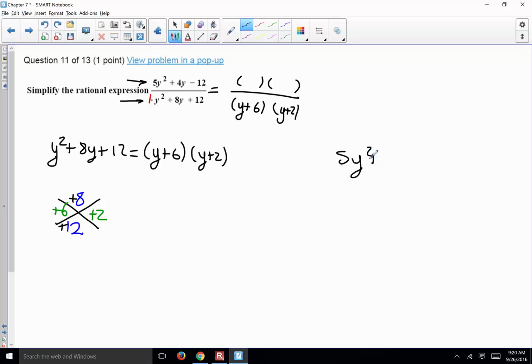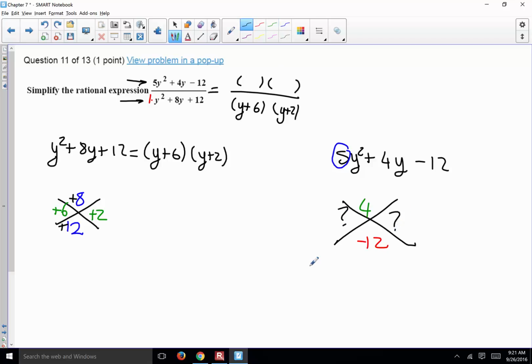5y squared plus 4y minus 12. Now this is going to be nasty because the number in front is not 1. Doing directly this is incorrect. I see in the exam people put the last number here, the middle number, and they try to figure out two numbers, multiplying them. Completely wrong. Sorry. This doesn't work here. It worked on the left. It will not because this is 5.